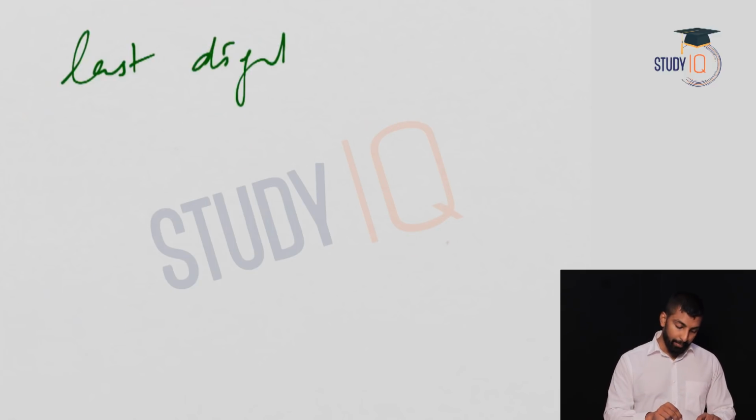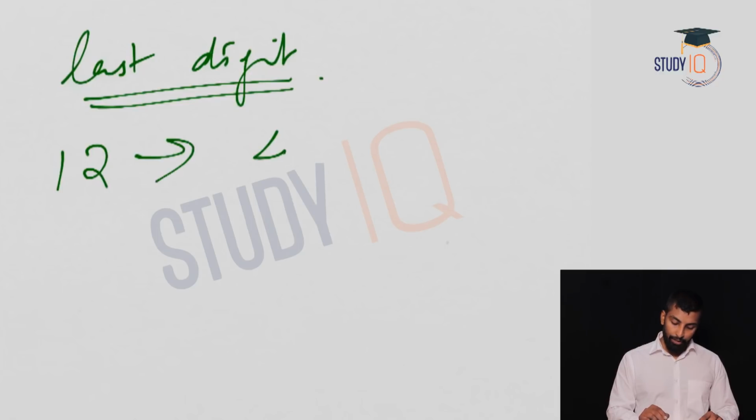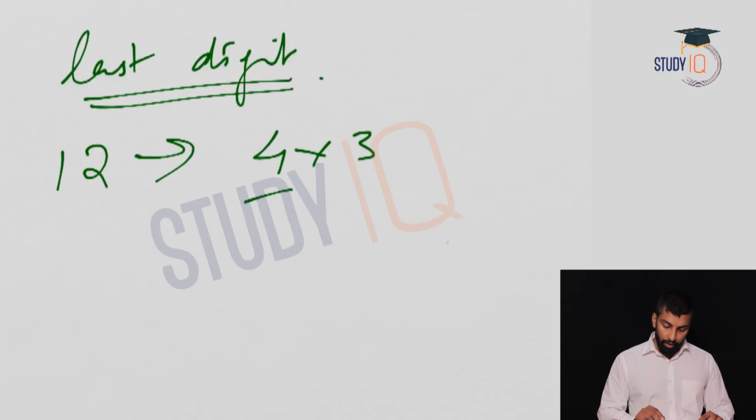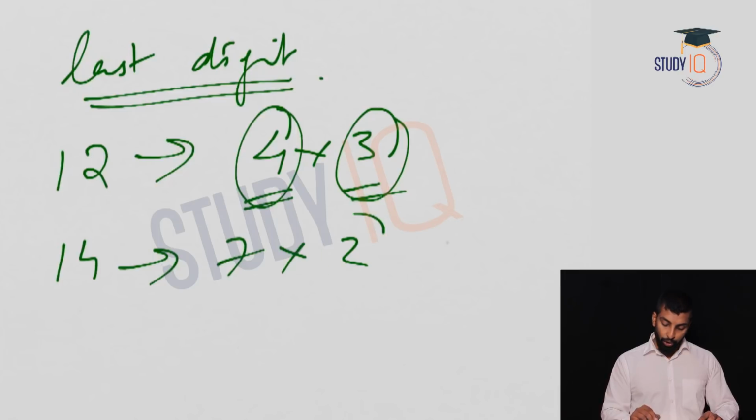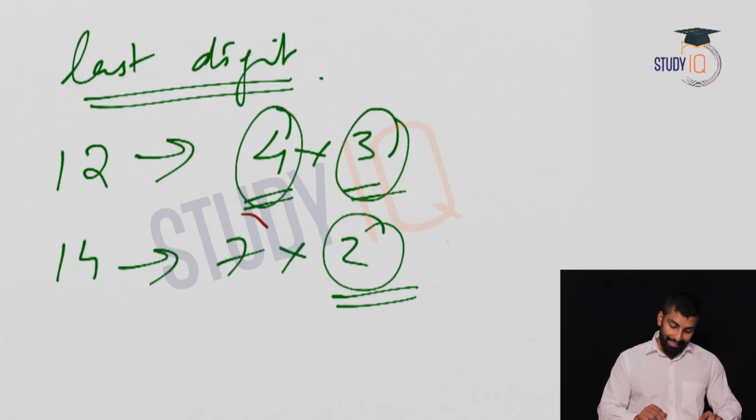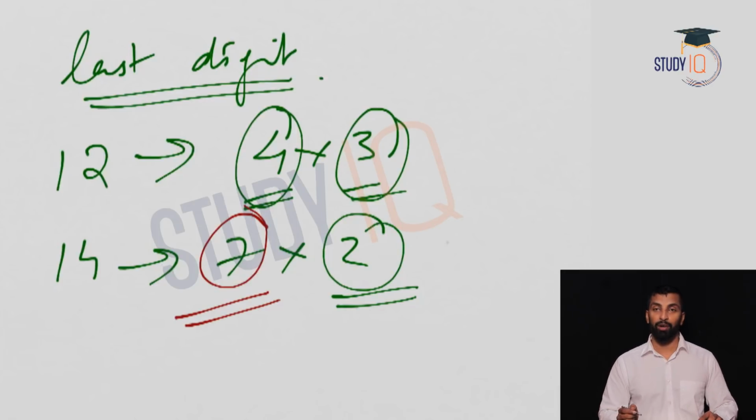Now 10: everybody knows the last digit must be 0. 12 is actually 4 into 3. You know 4, you know 3. Divisibility of 4 is the last 2 digits, and 3 is the sum of digits. Based on that, you can solve 12. 13 and 11 I will discuss in the next session. 14 is actually 7 into 2. 2 you already know, and 7 I will be discussing in the next session, so you'll come to know about 14 also.